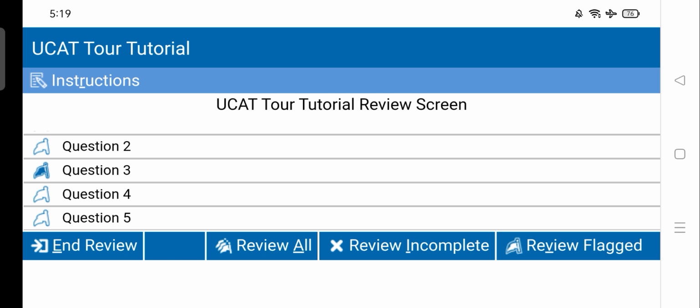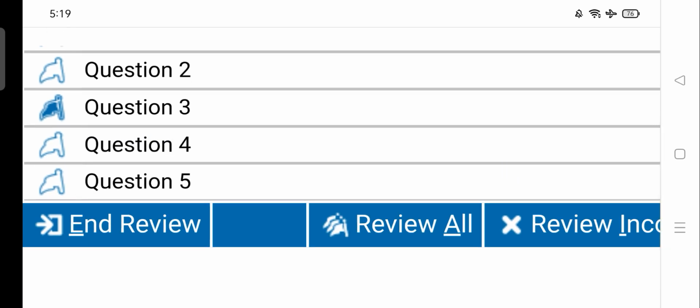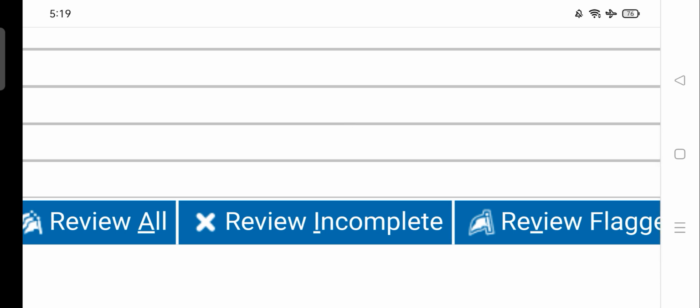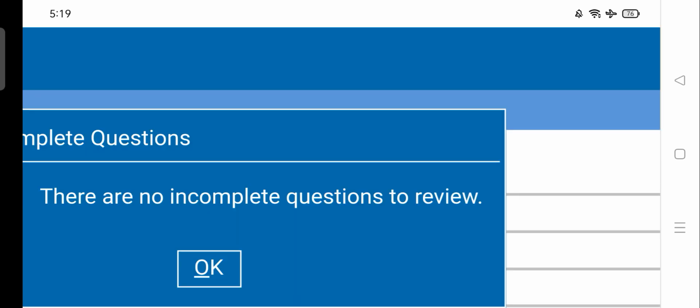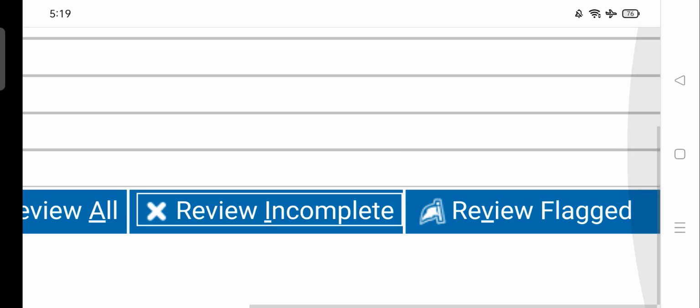Now there are some options given. First is end review. When you end the review, this screen will disappear. And the next is review all. If you click on that option, it means you want to recheck all the questions that you have completed. Next is review incomplete, if you want to review only the questions which are incomplete. If we click on it, there are no incomplete questions to review. This indicator pops up as we have completed all the questions and no question is incomplete.